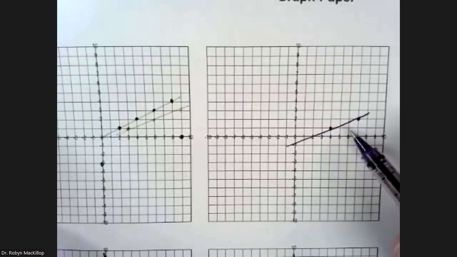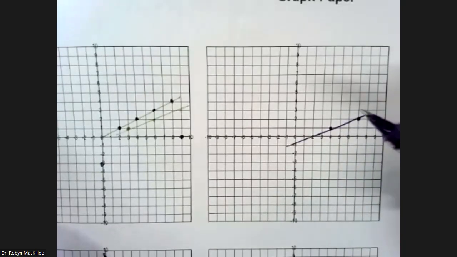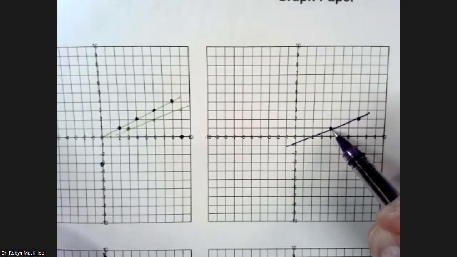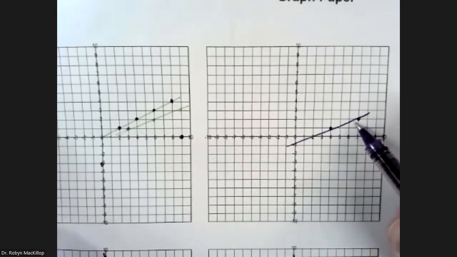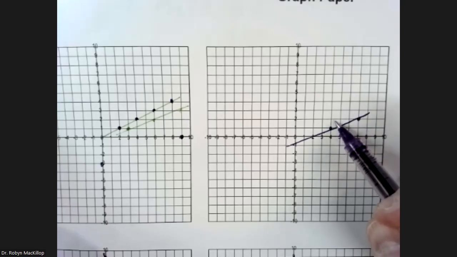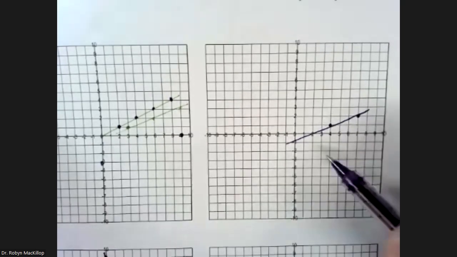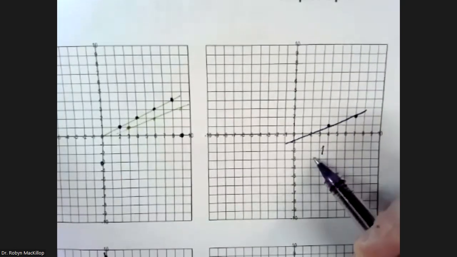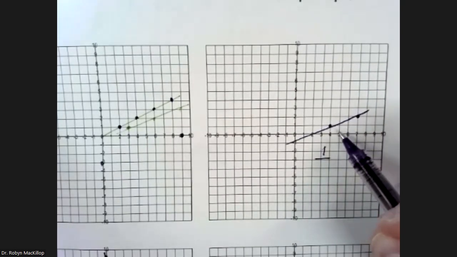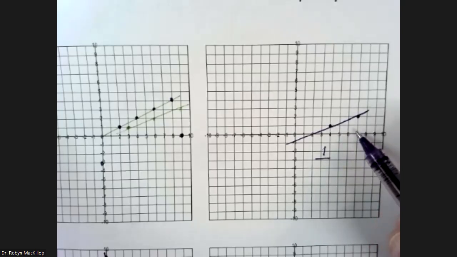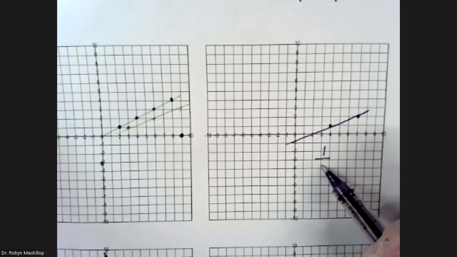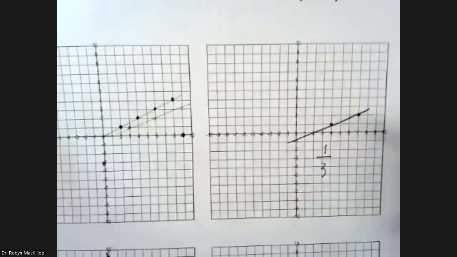Let's double check this line. These are the two coordinates from that same problem. We're going to start at the first coordinate and we're going to count the boxes up and down between it and the second coordinate. How many boxes in between? Up and down, 1. I'm going to write that right here. How many boxes sideways between the two dots? 3. There's your slope.